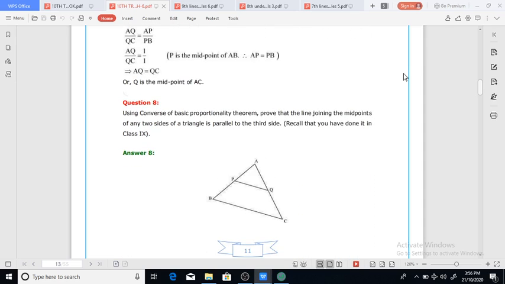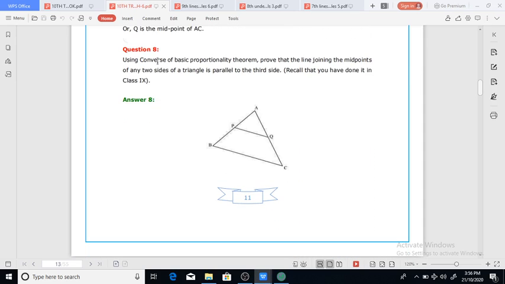So next, go through the 8th question. Using the converse of the basic proportionality theorem, prove that the line joining the midpoints of any two sides of a triangle is parallel to the third side.